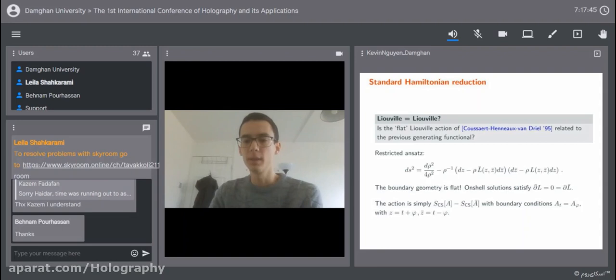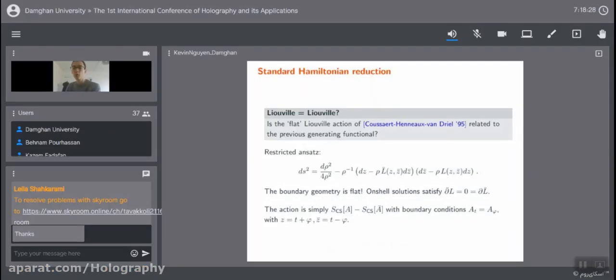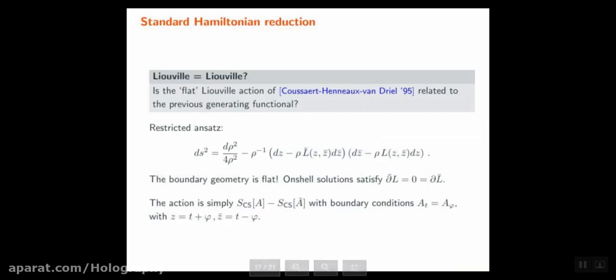So, they start with a restricted ansatz for the metric of 3D gravity. In particular, here you see that at leading order it is just dz bar. That means that the boundary metric is flat, so the sources for the stress tensor are turned off. The only free functions here are L and L bar, anti-holomorphic. So the ansatz is different. There are no boundary sources turned on, but the metric is still off shell.